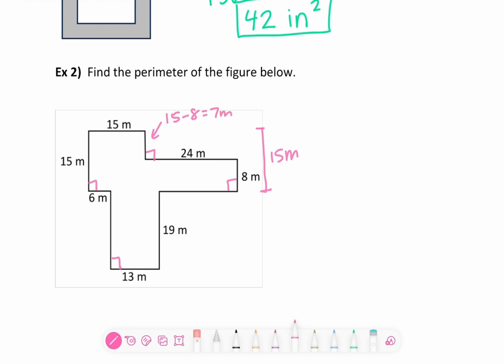And that's going to be 7 meters, okay? So I'll write that next to it. So sometimes you just have to go across and do a little bit of subtraction or addition. Okay. All right, let's keep looking. So what else are we missing?